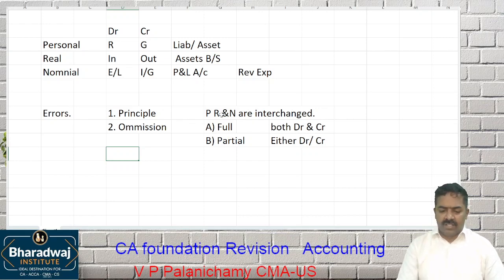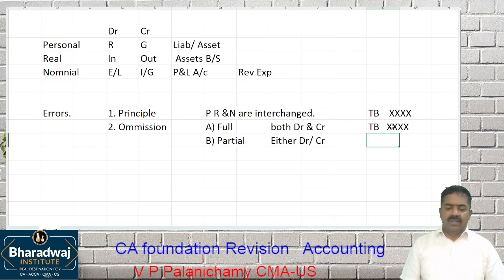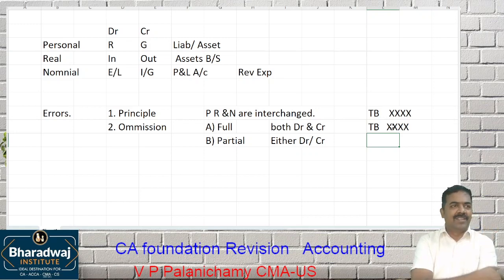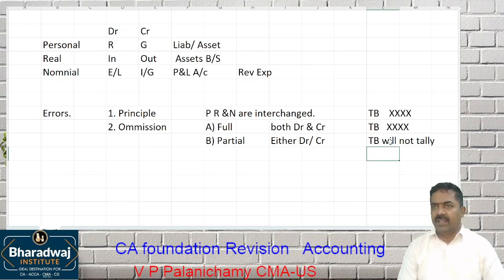Simple. Error of principle will not be reflected in trial balance. Trial balance will tally. If you omit both debit as well as credit, then also trial balance will tally. Why? Trial balance checks whether debit is equal to credit. When you interchange personal, real, nominal accounts, instead of debiting in one account, you debit it in another account. Anyhow, you debited. So trial balance will not get affected. If you omit a transaction completely, debit side it is not there, credit side it is not there. The total will tally. But partial omission, trial balance will not tally. That's why we say it is not revealed by trial balance.